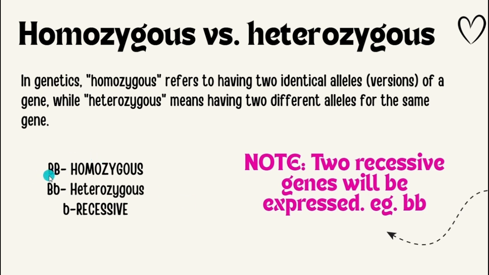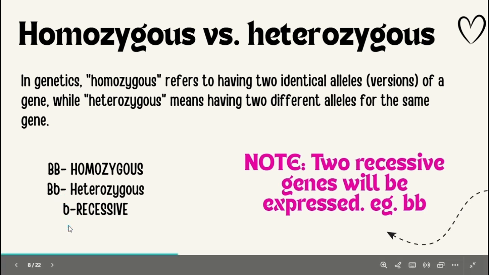So in the example here we have 2b, so you have big B, that's homozygous because both alleles are the same, both genes are the same, right? Big B. And then you have heterozygous, which means that they're different. So it means that one of them is different. So you have big B, little b.